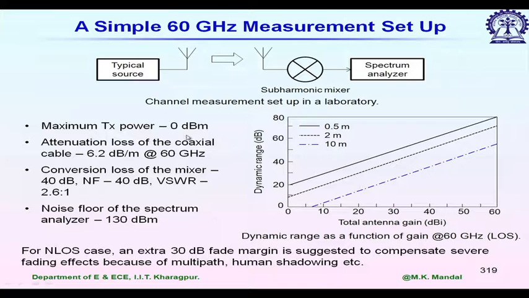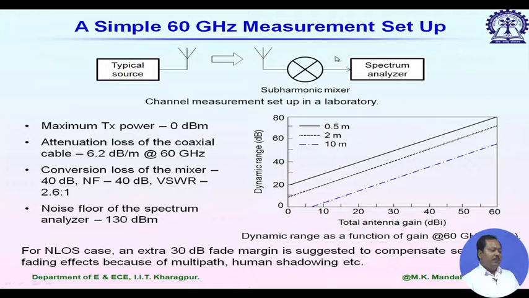A typical 60 gigahertz measurement setup can be anything. For this example, let us say we are going to characterize one antenna which is separated from the transmitting antenna at different distances. We are considering transmitted power is 0 dBm, that means 1 milliwatt. Attenuation loss of the coaxial cable is 6.2 dB per meter at 60 gigahertz. Then the conversion loss of the mixer.